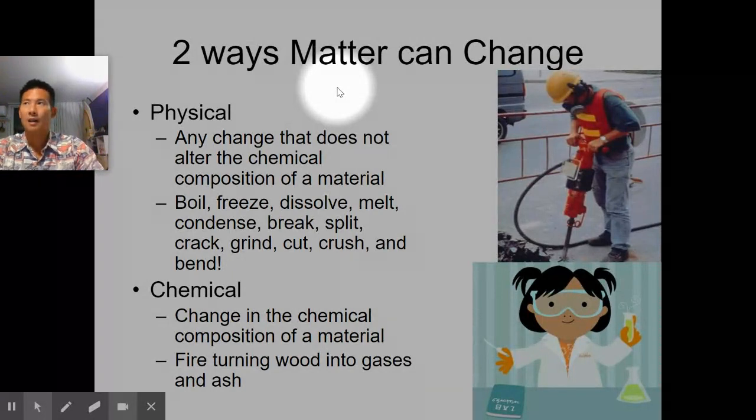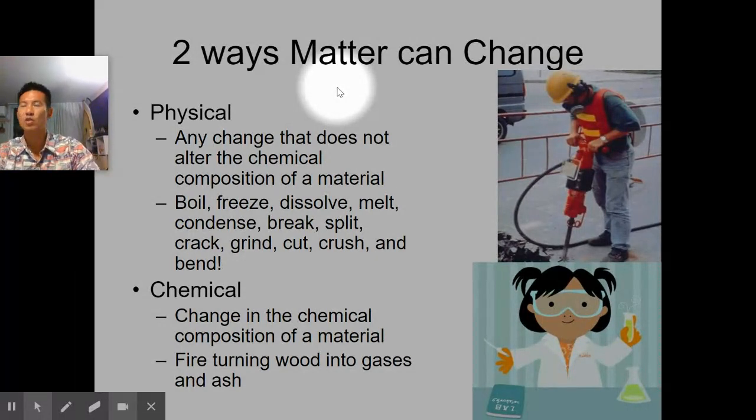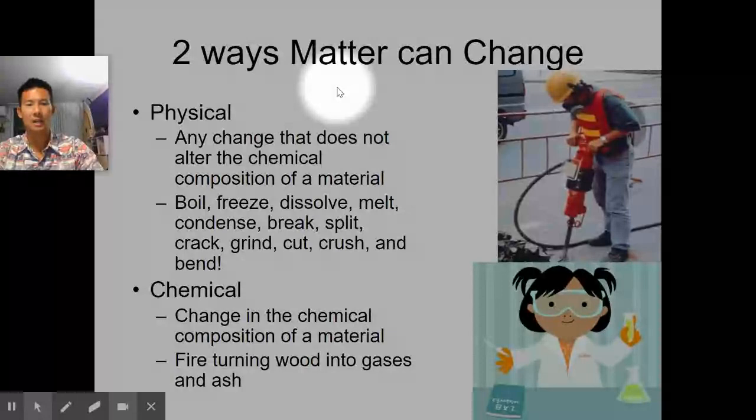It's when matter, once you change it, becomes something else. The charges are different. Once a chemical change happens, the charges are different in the molecule, therefore the properties are different.